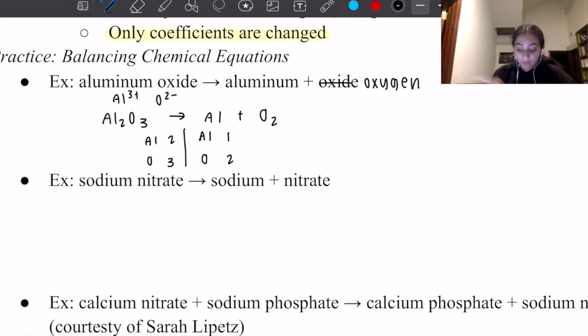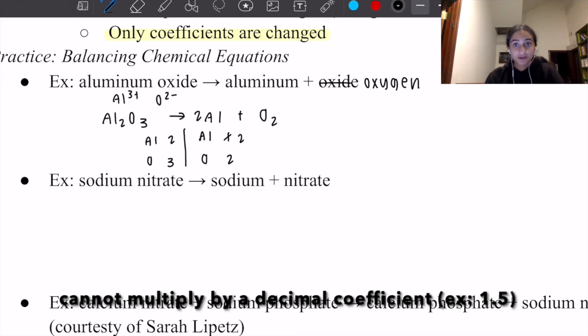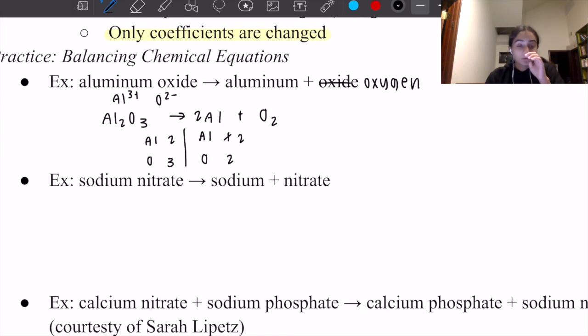So now we have to put coefficients in front of the Al and the O2 in order to make sure both sides are equal. So I'm going to start by putting a 2 in front of the aluminum. And that will then make this 2. So our aluminums are now good. However, I cannot add part of a coefficient. I can't add 1.5. I have to add a whole number. And there's no whole number I can multiply O2 by, because there's 2 oxygens, in order to get an odd number. If I multiply by 1, I'll have 2. Multiply by 2, I'll have 4 oxygens.